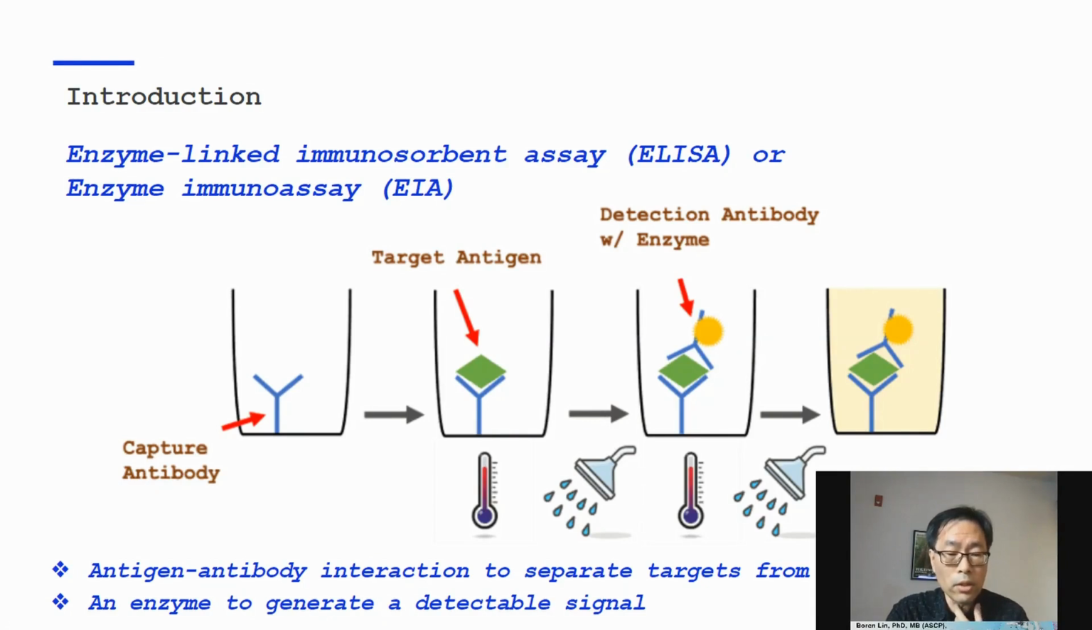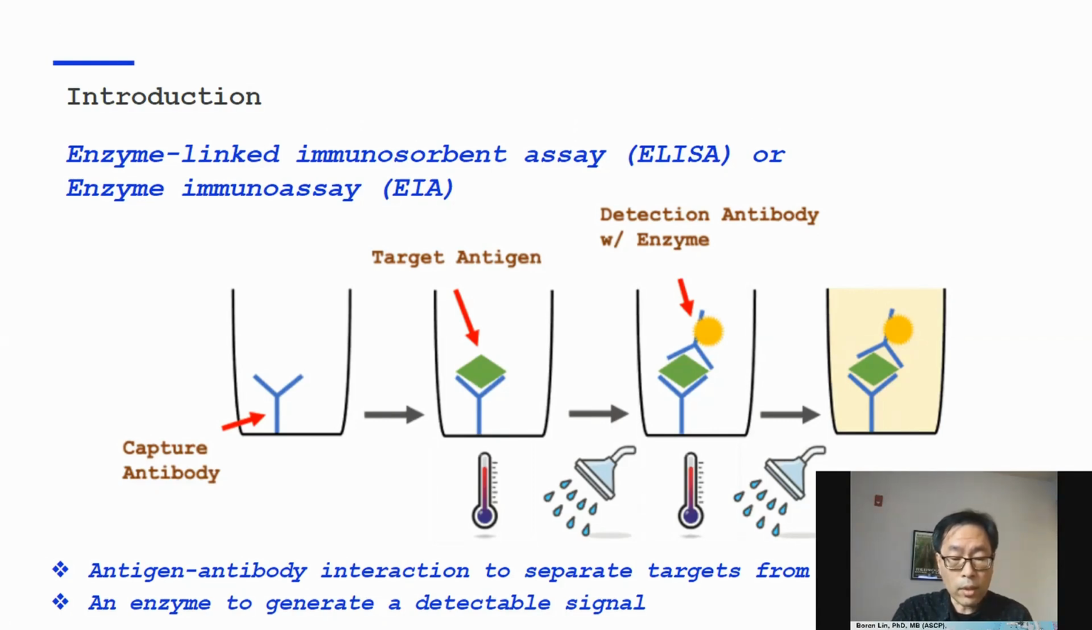The drawing shown here outlines the steps to run a typical sandwich ELISA. An antibody specific to the antigen is attached onto the solid surface. In this case, the antibody is coated on the bottom of a well of a 96-well plate. The sample is added to this well, followed by incubation at a set temperature to allow the antibody to bind to the antigen. And then the well will be washed a few times to remove whatever in the samples that are not captured by this antibody.